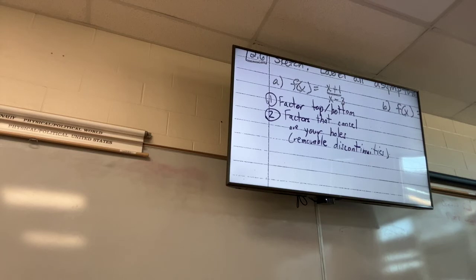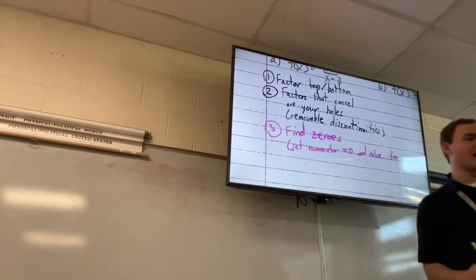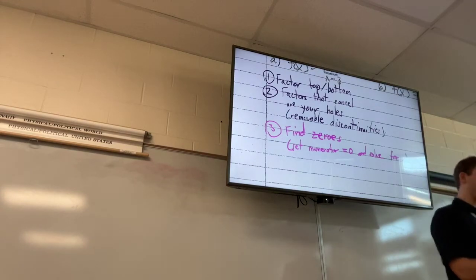Step 3, find your zeros. How do I find the zeros? Factor out things equal to x. So you set what you have left, the numerator, equal to 0 and solve. Just the numerator, because you already took care of the things that canceled out. So whatever's left over, set it equal to 0 and solve for x.